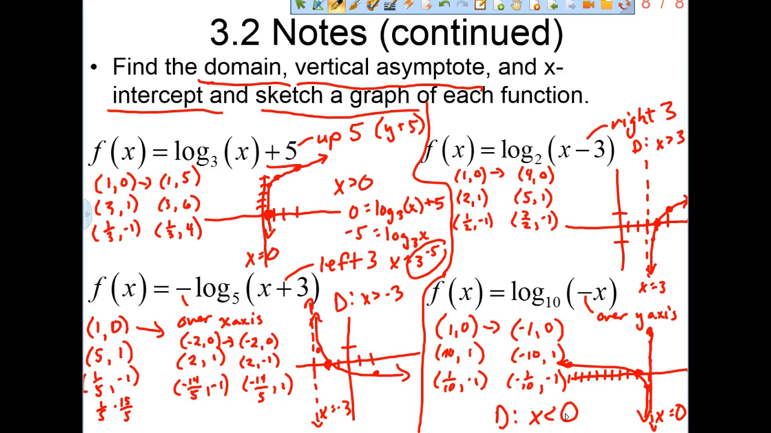So I know that there was a lot to do there in the graphing, but hopefully you followed along. And then your homework, remember, is going to be the 3-1 and then the 3-2 assignment.